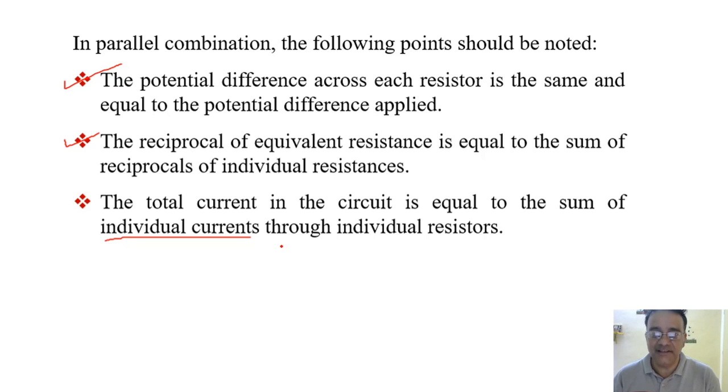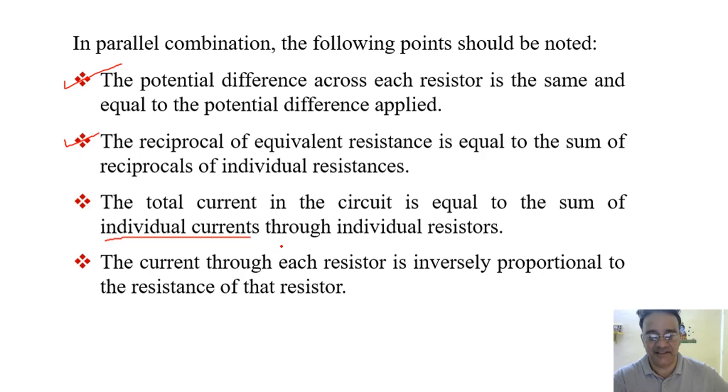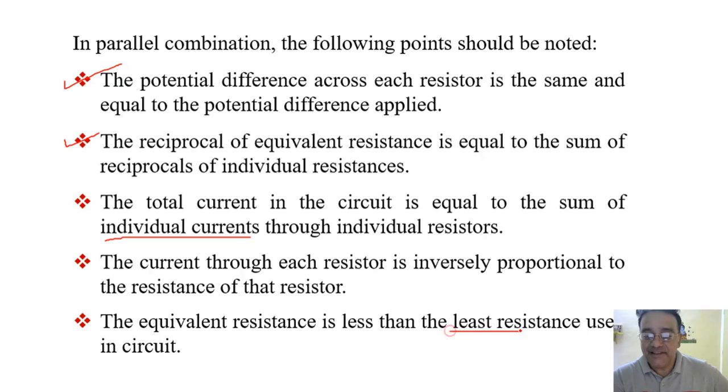And the fourth one is that the current through each resistance is inversely proportional to the resistance. I already told you that inversely proportional means if the resistance is less, the current will be more, and if the resistance is very high, the current will be less. And the last, which is very important: the equivalent resistance, which was coming out greater in series, will here be the smallest. The equivalent resistance is less than even the smallest resistance used in the circuit.